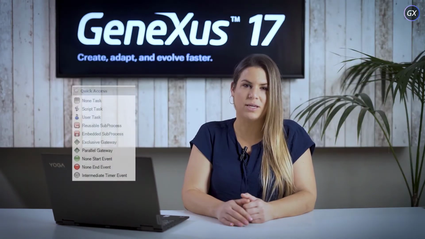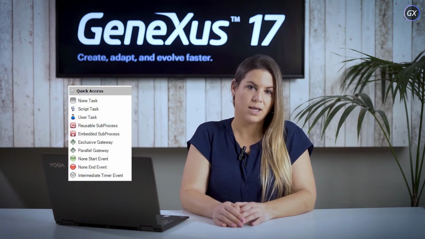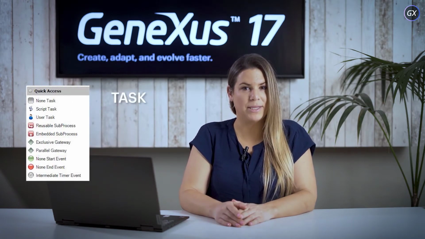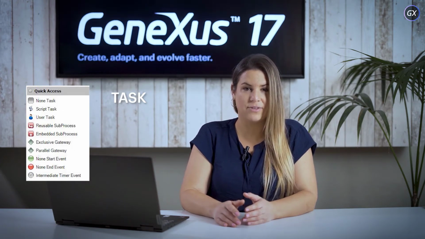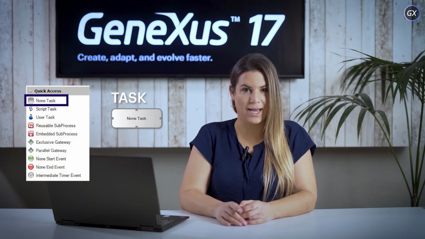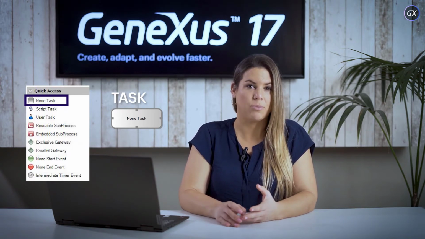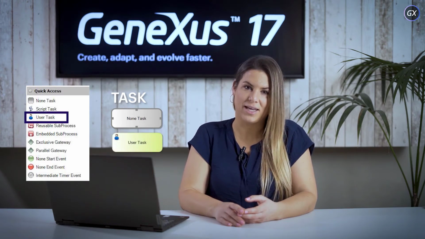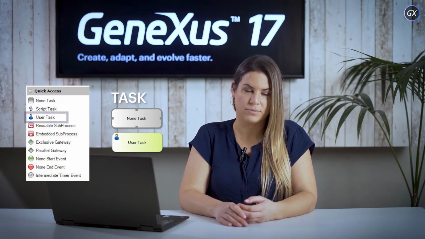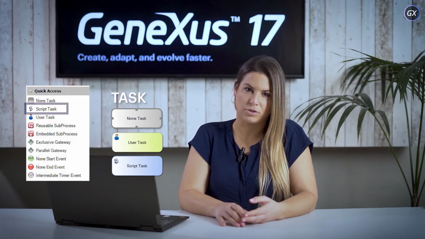This is a basic description of the main symbols to start the modeling. Task. Task allows you to represent a work that is carried out in a business process. It is classified into 3 types. None. It is the default value. It means that it has not been defined yet whether it's going to be executed by a user or a procedure. User indicates that the task will be executed by a user. Script indicates that the task will be executed by a procedure.